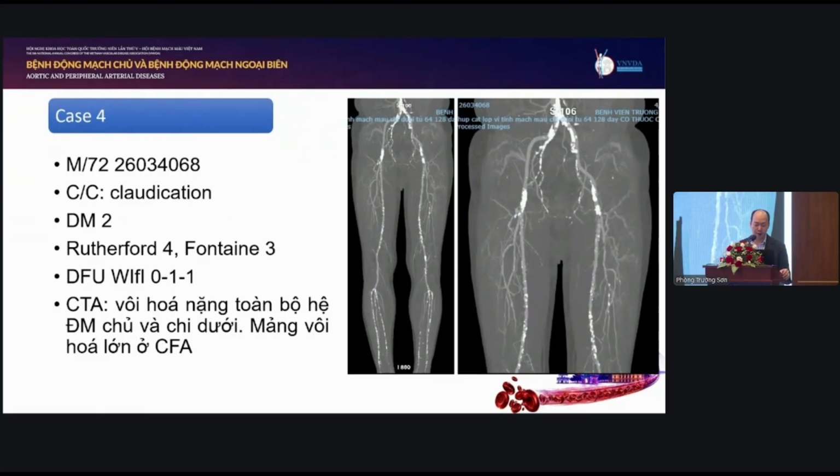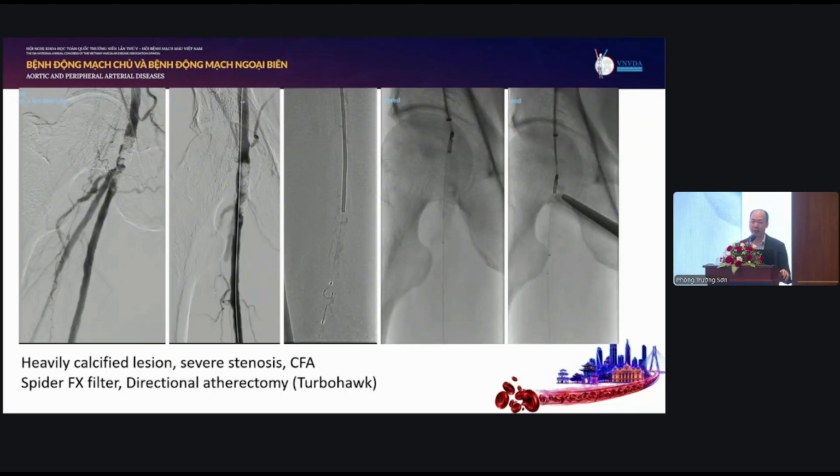On the CTA, you can see severe calcification along the CFA, SFA, and BTK, because our target is this severe lesion. In this kind of severe, asymmetric lesion, we prefer atherectomy with a directional atherectomy device. On angiogram, we check several directions. You can see there's heavy calcification and it also occludes the entire lumen.